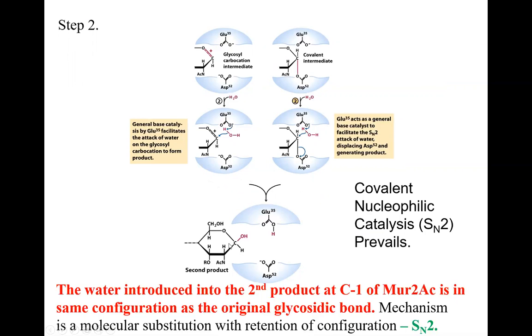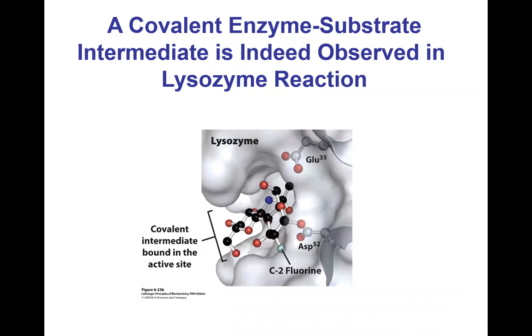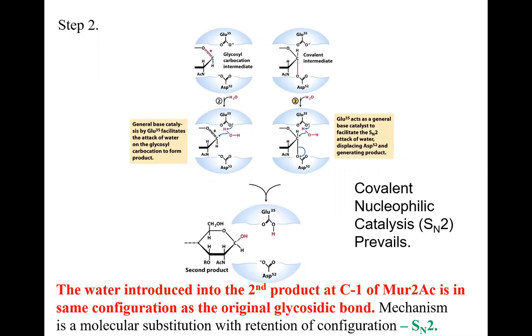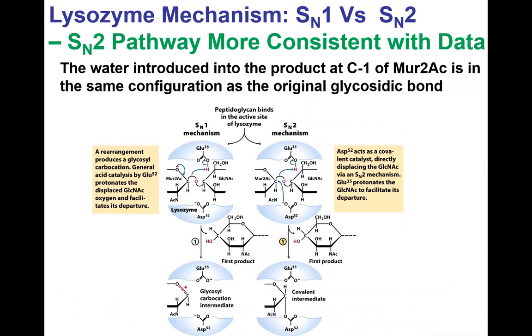So that makes sense. So people accepted this for longest time. You are able to see retention of configuration at that carbon of N-acetylmuramic acid, even when you go through the SN1 mechanism. But what about SN2 mechanism, which is more consistent with the data that we have latest? So that's really what's happening in real sense, is that there is a nucleophilic covalent catalysis. Yes, it's not just general acid-base catalysis. It's covalent nucleophilic catalysis happens.